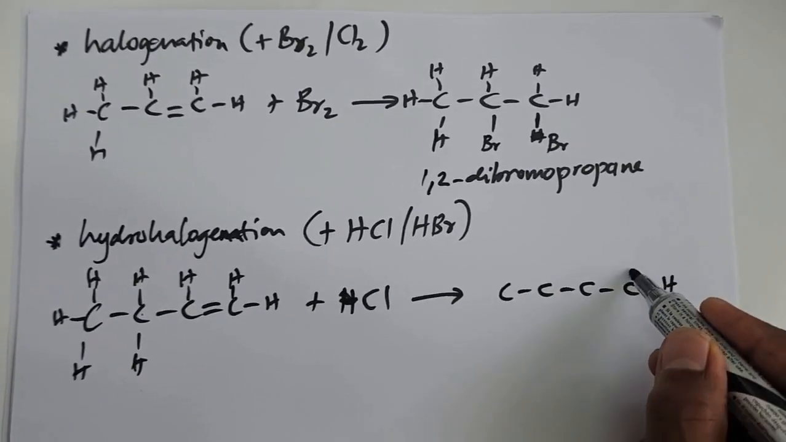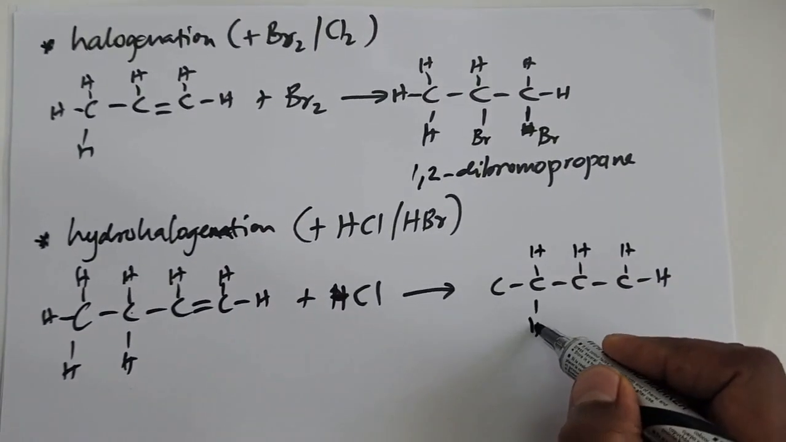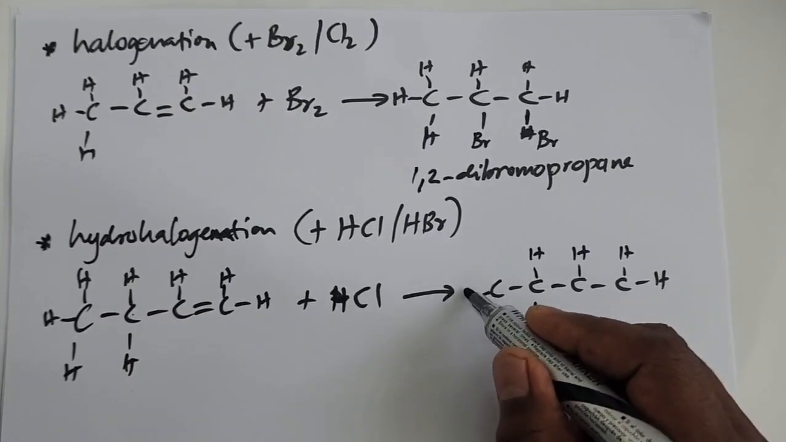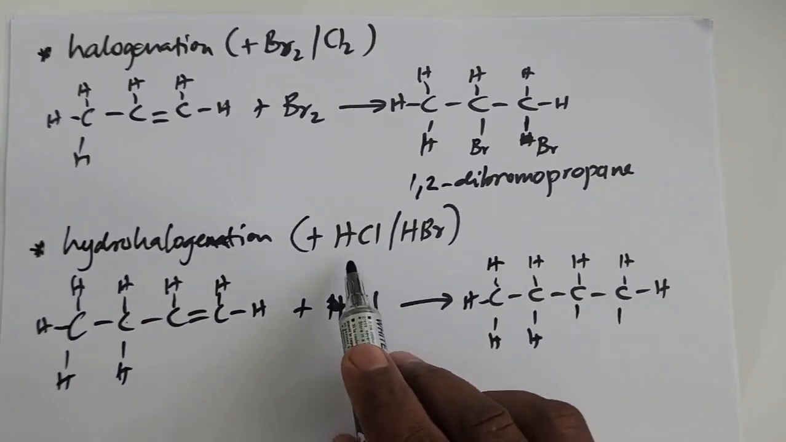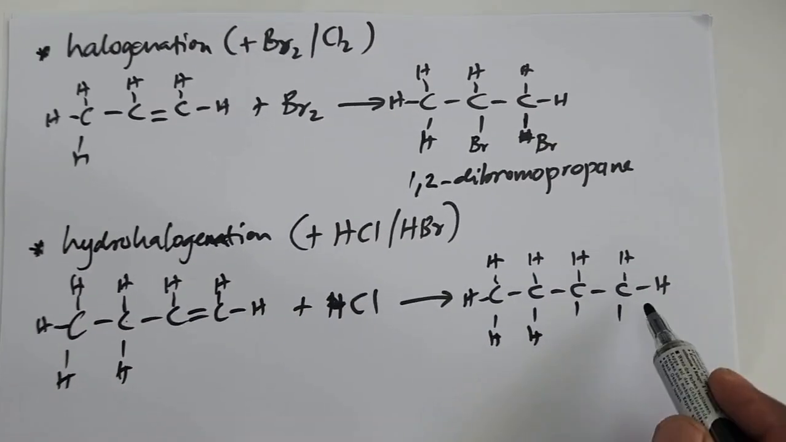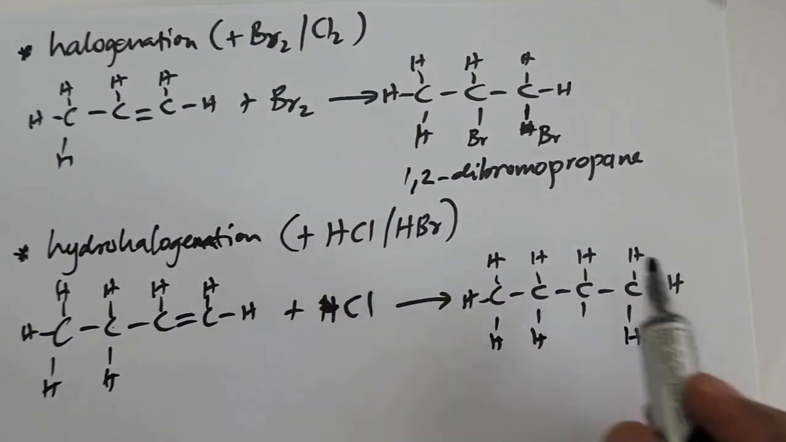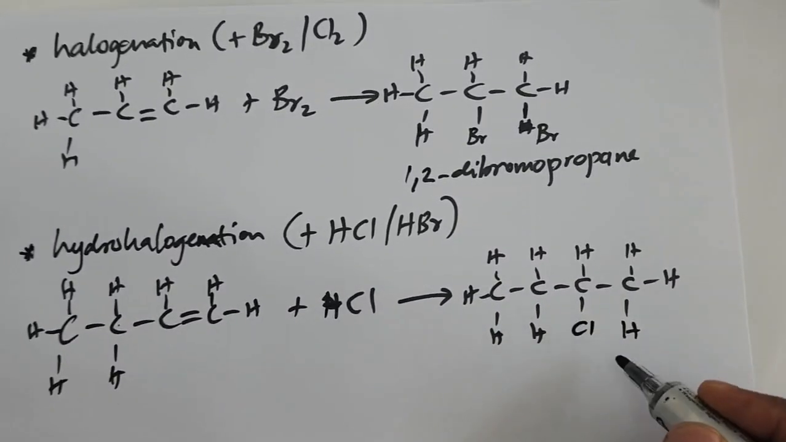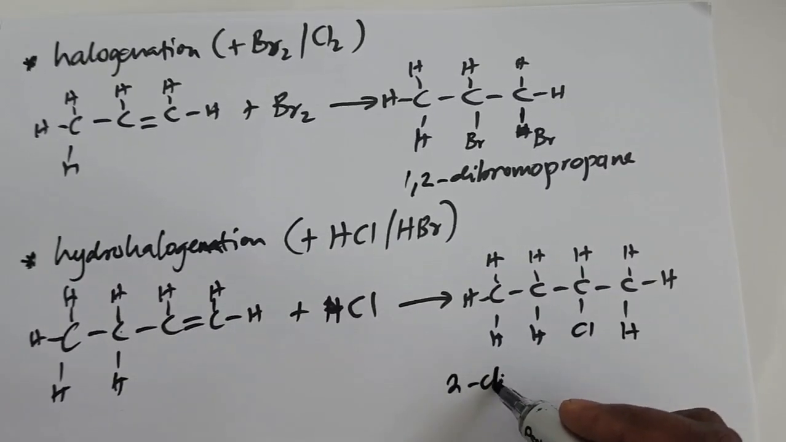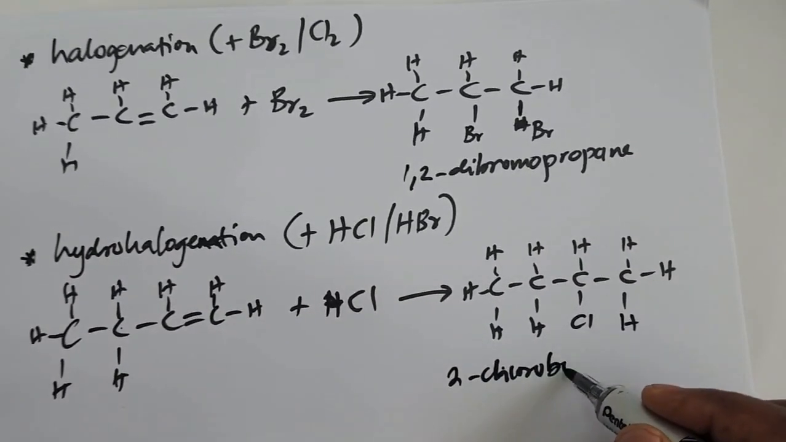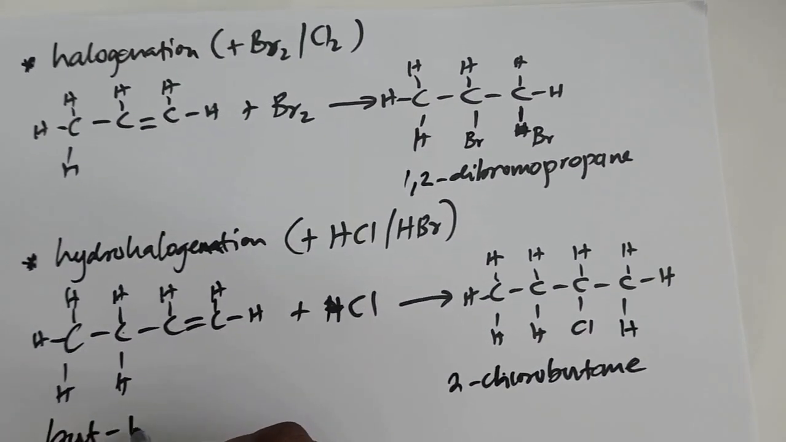The first carbon was having 2, this one was 1, this is 2, and then this one is 1, 2, 3. Fine, they have got these 2 bonds. If you look at this one, we say hydrogen always goes to the rich carbon, or the more bonded carbon. Therefore hydrogen will be here, and the remaining, either Br or Cl, will be here. Therefore this will be 2-chlorobutane, 2-chlorobutane from but-1-ene.